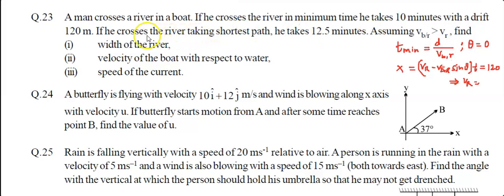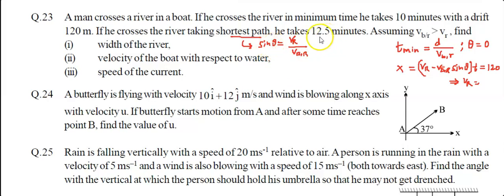Then it says it crosses the river by the shortest path. For the shortest path, the drift has to be minimum, and since the velocity of the boat in the river is higher than the velocity of the river, the minimum drift will become 0. That means this is the width, and it takes this time. So in that case, for the shortest path, you remember that sine theta should be equal to the velocity of the river divided by the velocity of the boat in the river. So this is how the sine theta goes.